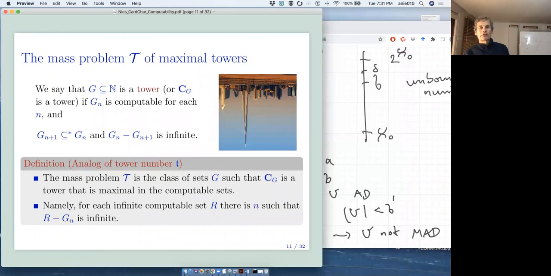The problem of maximal towers I describe next. These towers grow downwards, just like in set theory, such as the inverted Burj Khalifa here on this picture. G is a tower if each Gn is computable, each column is computable, and the next column is almost included in the previous column, but the difference is infinite. Gn has infinitely many elements that are not anymore in Gn plus 1. And now T is the class of sets G, so that Cg is a tower that's maximal. In other words, for any infinite computable set R, it fails to be included in all of the Gn's, so there's some Gn, so that R without Gn is infinite.